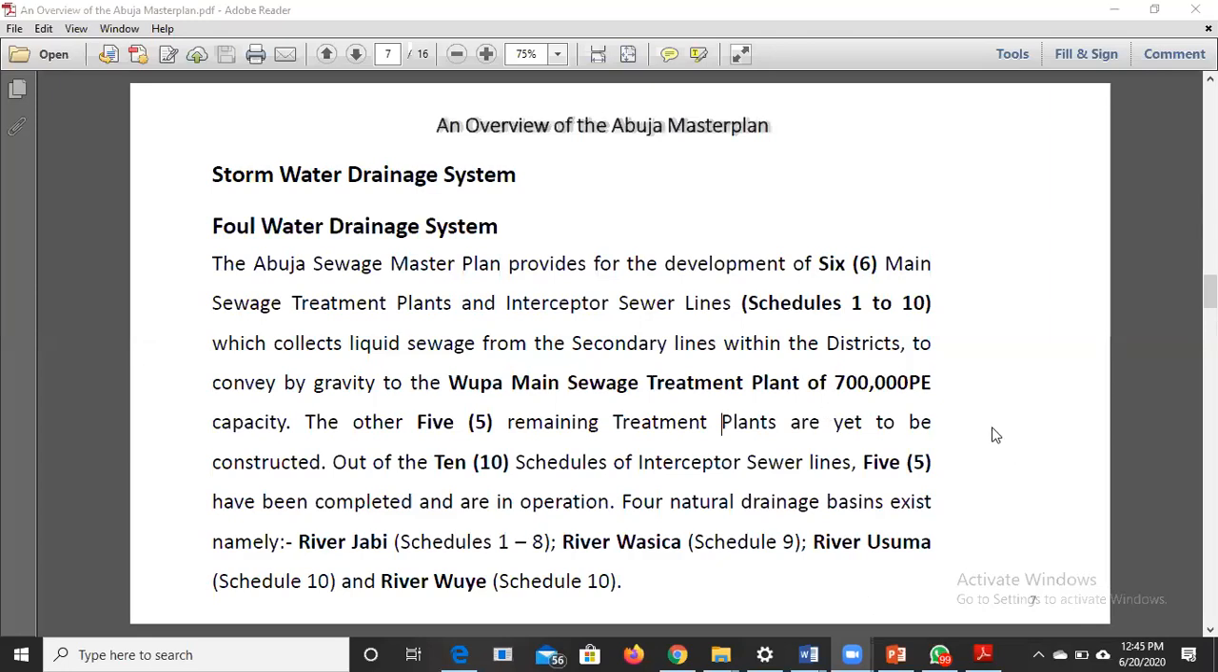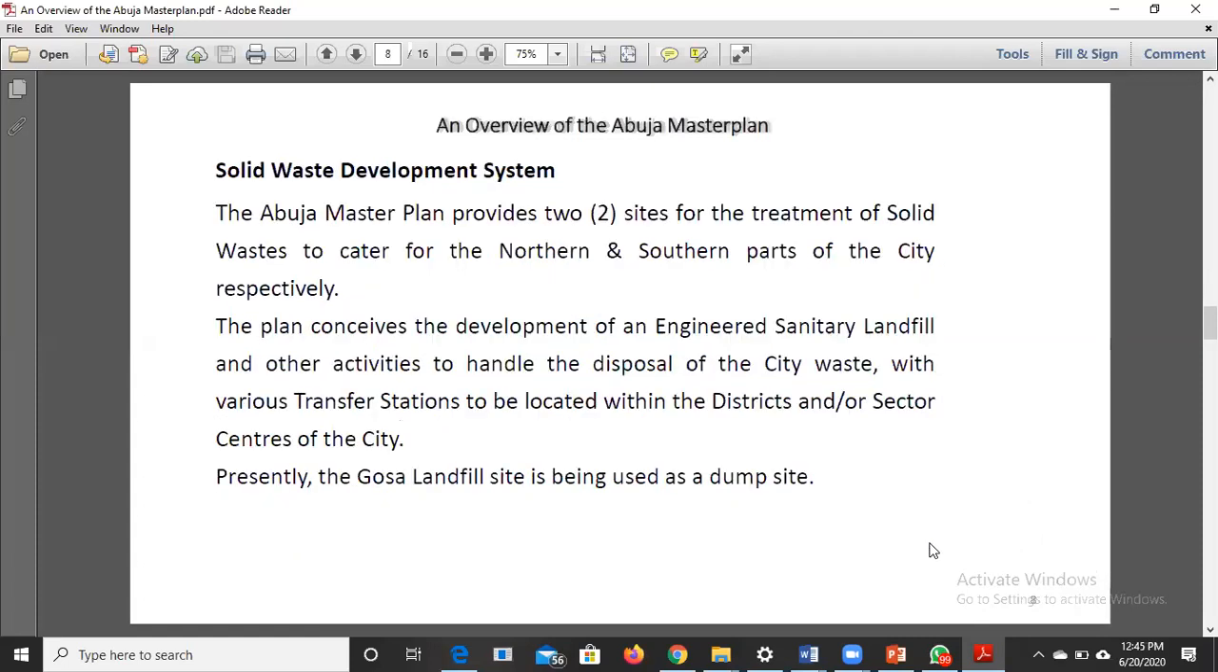So, as I was saying, the four natural drainage basins that exist, as the engineer saw it, are River Jabi, which covers schedule 1 to 8, River Wasika, River Usuma, and then River Uye, out of where basically the water drains to. Of course, the direction of the water is also the direction of the sewer.